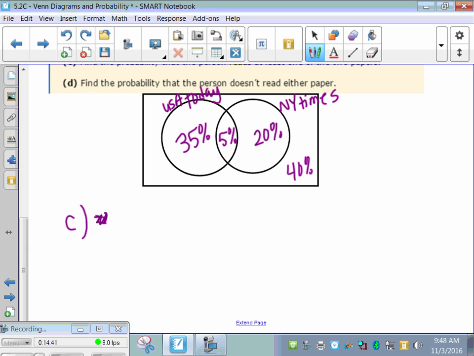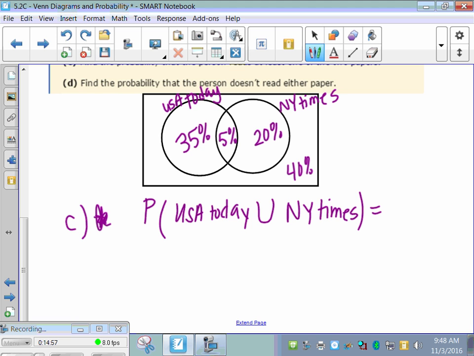So that actually looks like this. We want to write this as the probability of reading USA Today and the union sign, New York Times. So at least one means this, or that, or both.